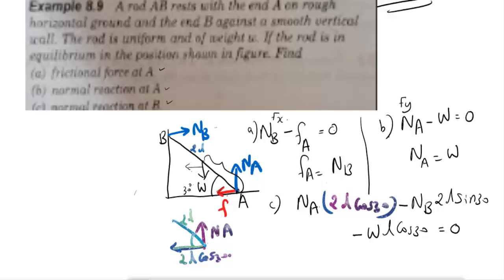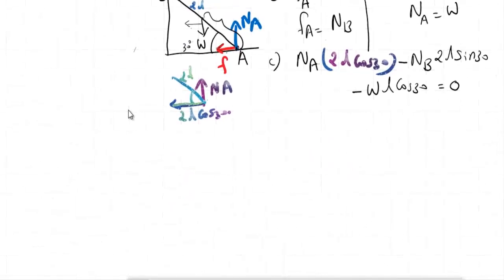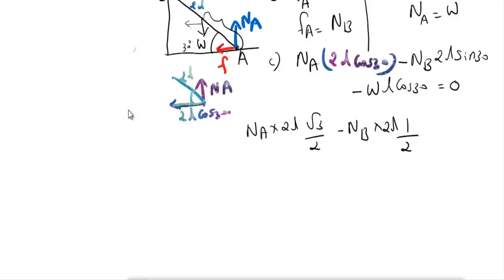That is equal to 0. Since it is in an equilibrium position, all these torques add up to 0. Now we got the equation, we can substitute it as Na into 2L cos 30, which is root 3 by 2, minus NB into 2L sin 30, which is 1 by 2, minus WL cos 30, which is root 3 by 2, equal to 0.